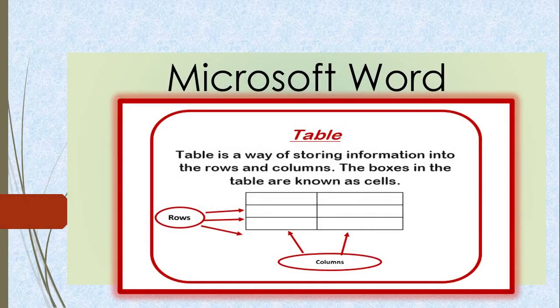So next is a table. This is the main topic of this chapter. A table is a way of storing information in rows and columns. The boxes in the table are known as cells. So basically a table is a way of organizing or storing information in the format of rows and columns, and horizontal lines represent rows and vertical lines represent columns. So we can store the information in the form of a table. The boxes in the table are known as cells.